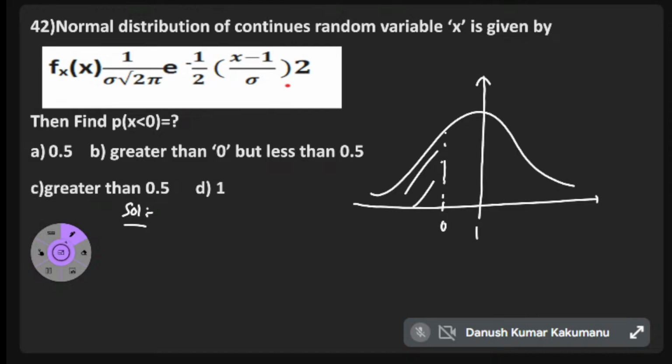This area is being asked. Understand? What is this area? Is it 0.5? 0.5 is from where to where? Minus infinity to 1 it is 0.5. But this area is less than 0.5. The correct answer is greater than 0 but less than 0.5.